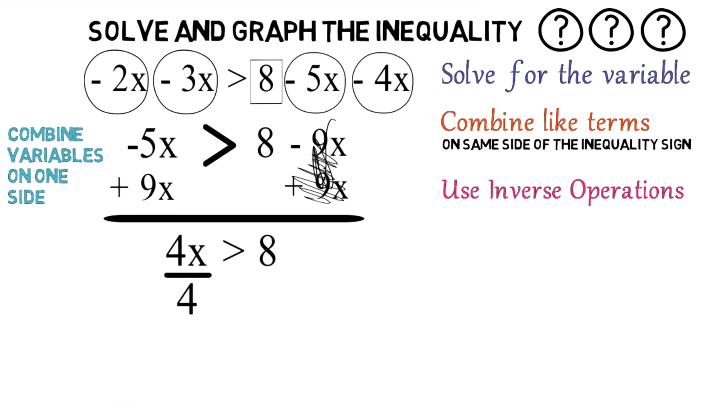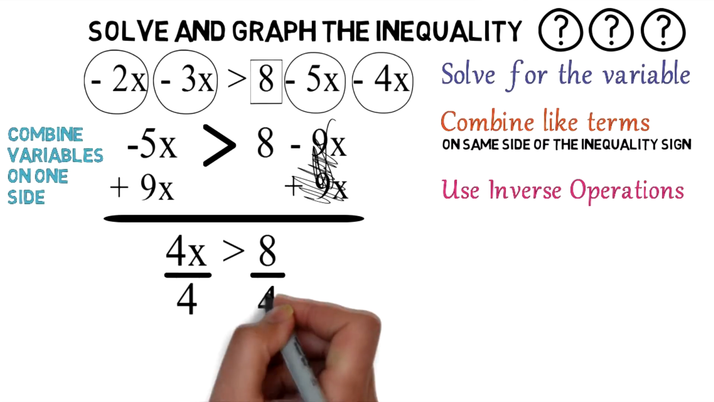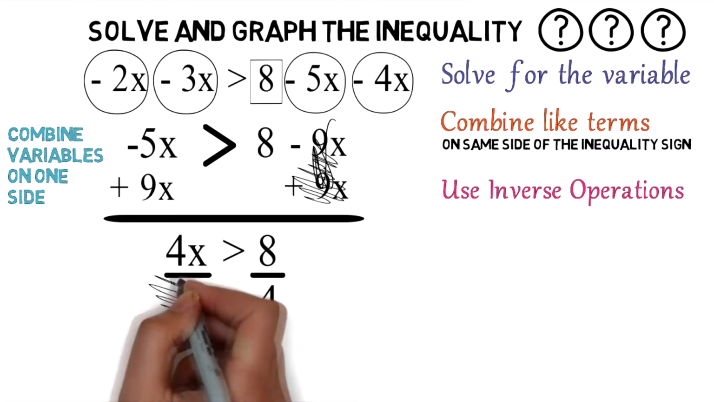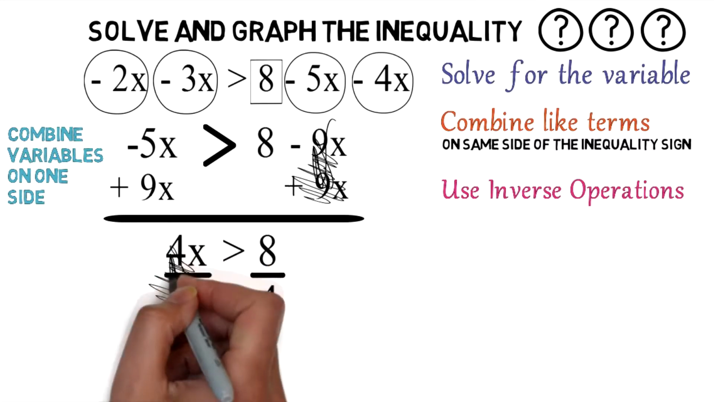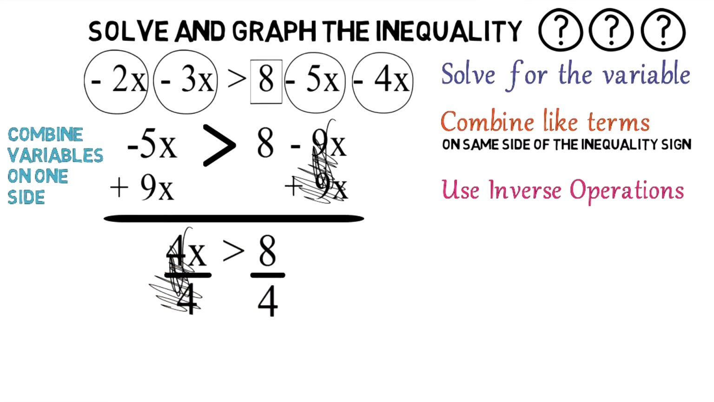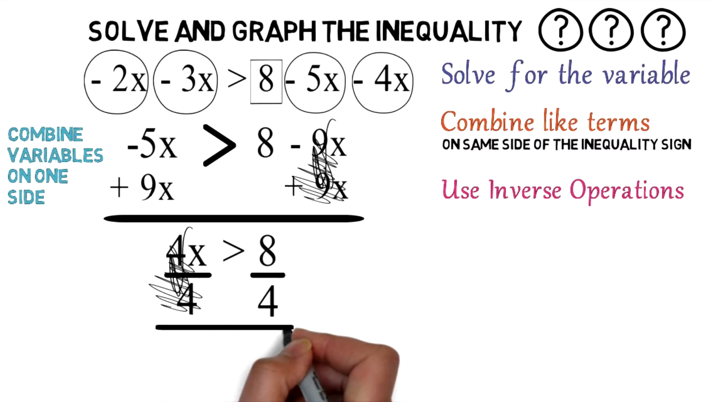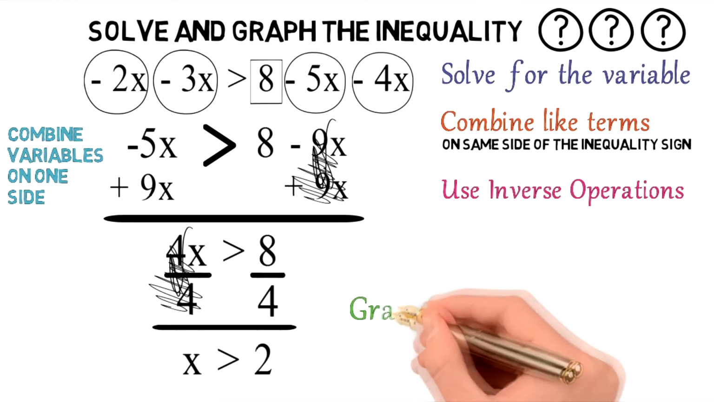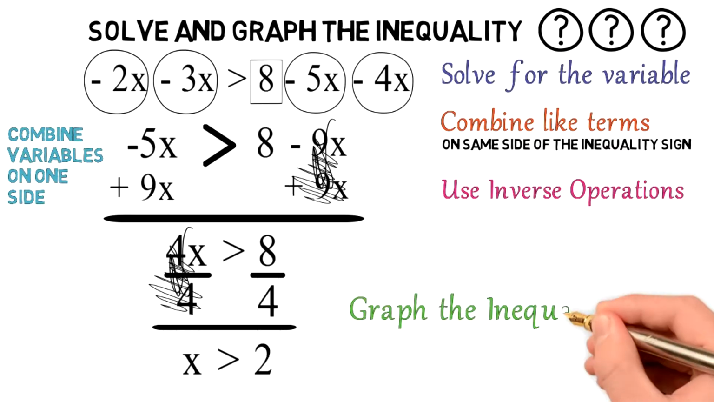Again, we want to use inverse operations. So we're going to divide by 4 on both sides of the inequality. 4 divided by 4 will cancel out. And now you're left with x is greater than 2. So what we have to do now is graph the inequality.